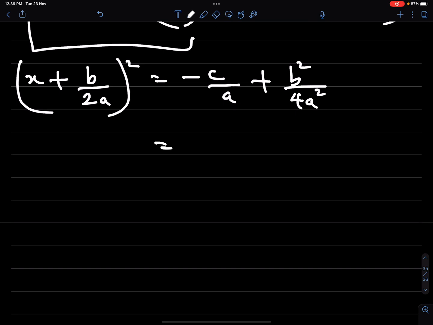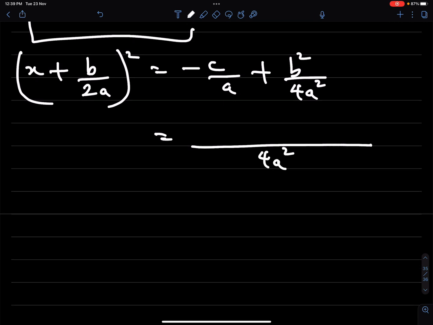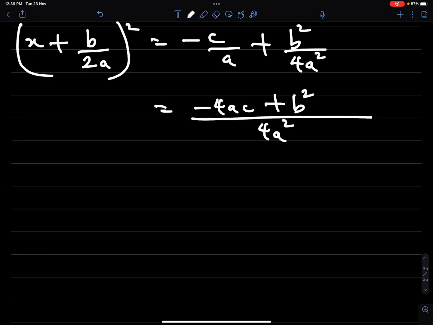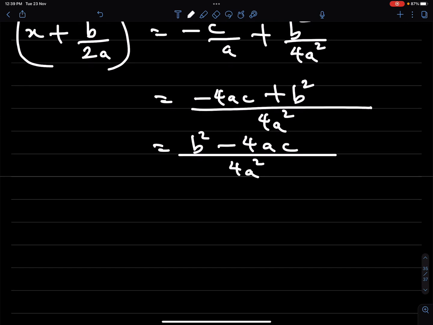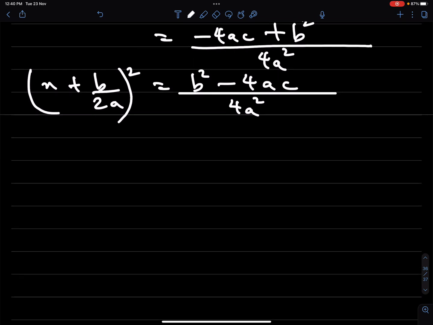Now I want to add the two fractions on the right hand side. The LCM of the denominators is 4a squared. A in 4a squared is 4a times minus c is minus 4ac, plus 4a squared in 4a squared is 1 times b squared. That's b squared, and I can rewrite that as b squared minus 4ac over 4a squared. Now finding that simply means the square of x plus b over 2a is b squared minus 4ac over 4a squared.